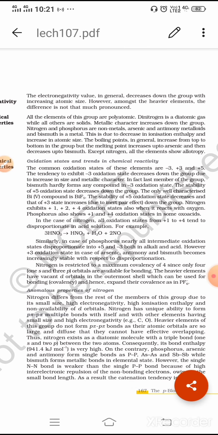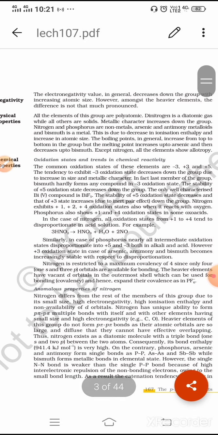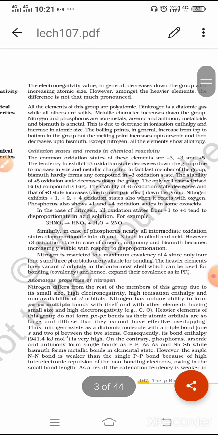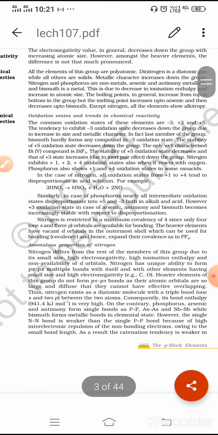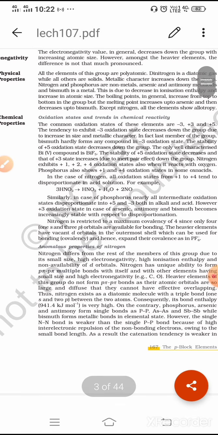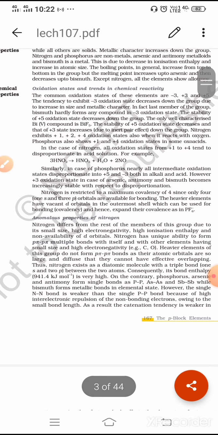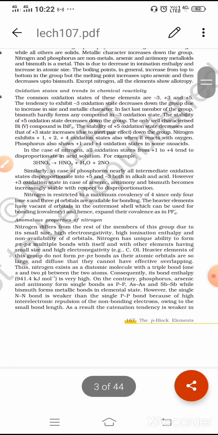Two categories of oxidation state are exhibited by group 15: one is negative and one is positive. The most common negative oxidation state is -3, which is shown by all the group 15 elements, but its stability down the group decreases due to increase in size and metallic character. Other than -3, -1 and -2 are also exhibited, but only by nitrogen and phosphorus because of their higher electronegativity.